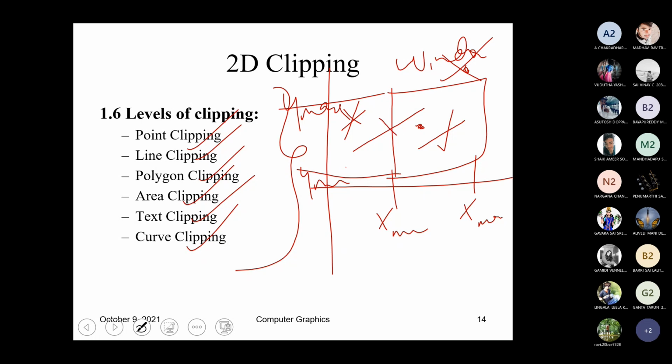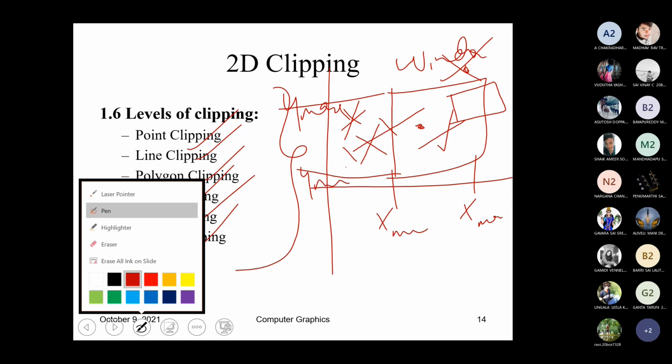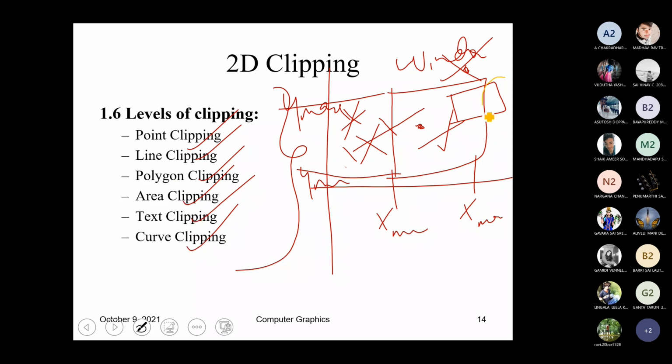Here you have half inside the window, and the remaining half is outside the window. So this portion should be clipped off. If it is a polygon, like a rectangle or a hexagon or a house, the remaining portion which is outside should be clipped off. Again, we can say it is another form of area clipping, right? This full area is clipping.